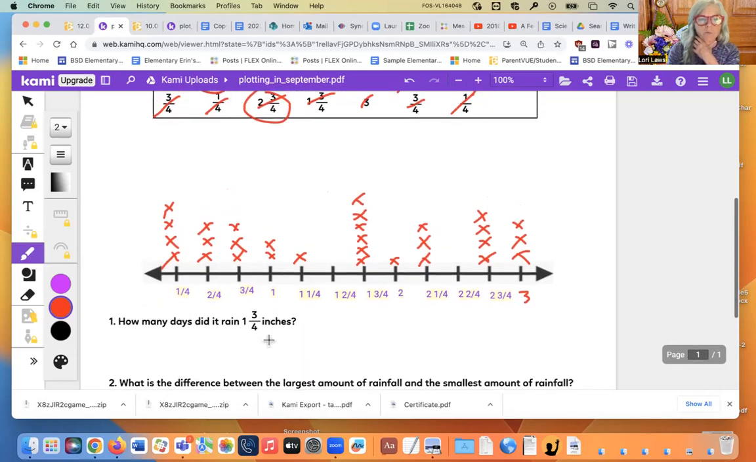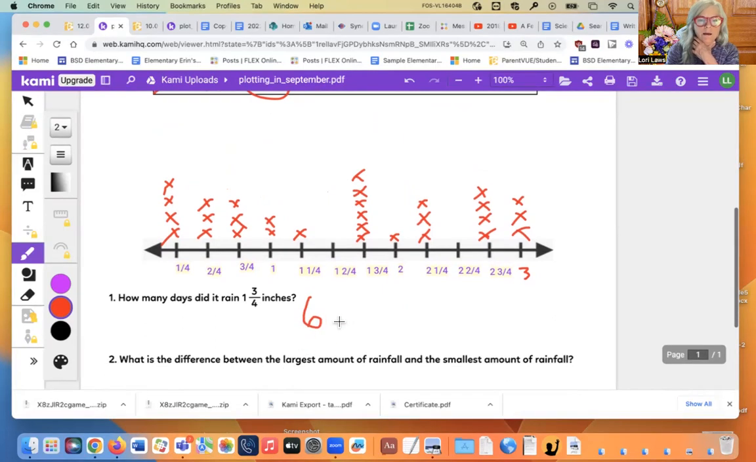How many days did it rain? 1 3/4 inches. 1 3/4 inches, 1 day, 2 days, 3 days, 4 days, 5 days, 6 days. And of course, label it because I'm always bugging you about that.